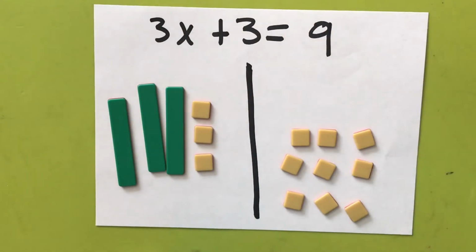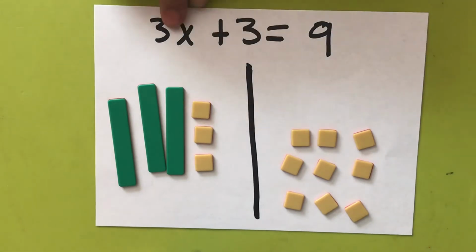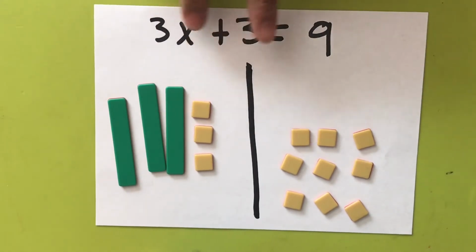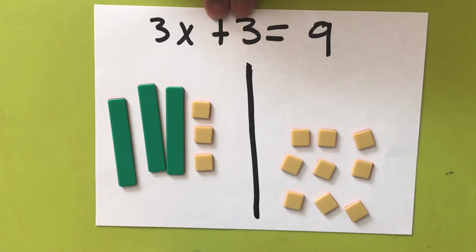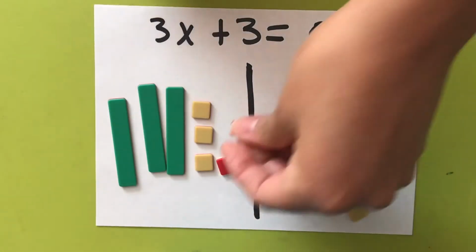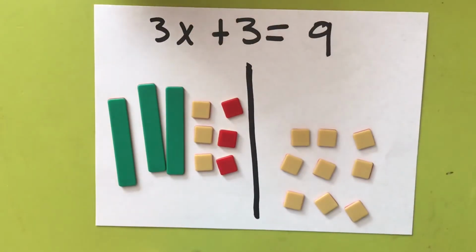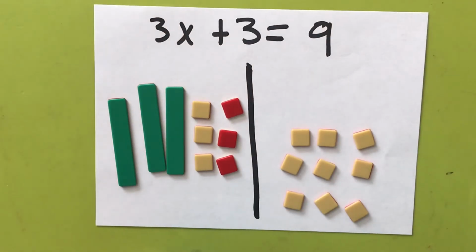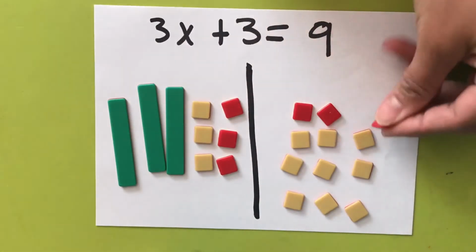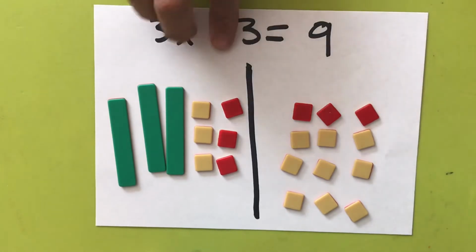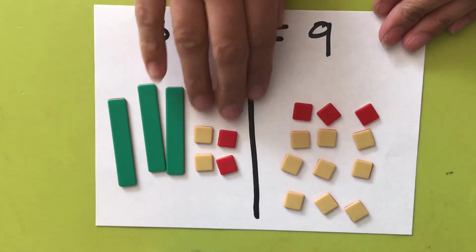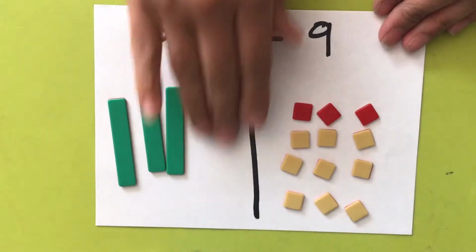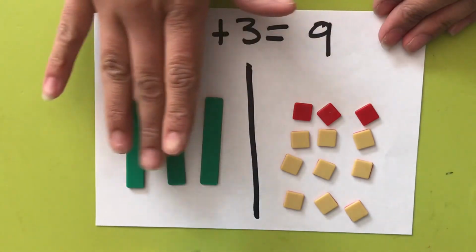Okay. Now to solve the problem, first we must have 3x by itself. In order to do so, we need to subtract 3. So here's creating our 0 pairs. What we do to this side, we must do to this side. So minus 3. Take away our 0 pairs, 1, 2, 3, to leave us with 3x.